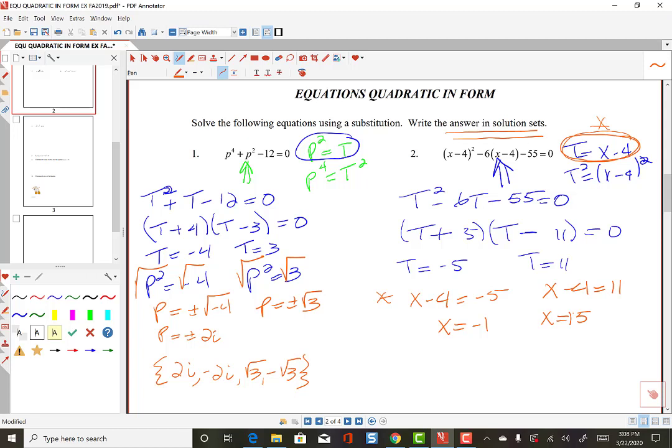Now you're saying, well, why is this different than the other one? Well, let's just think about this. If you were to multiply this all out, put your like terms together, your largest exponent is going to be a 2. Over here, my largest exponent was a 4. Maybe that's why we ended up with more solutions in problem 1 than we do in problem 2. But again, if we write our answers in solution set notation, we get negative 1, comma, and 15. So these are almost like quadratic equations, but not exactly.